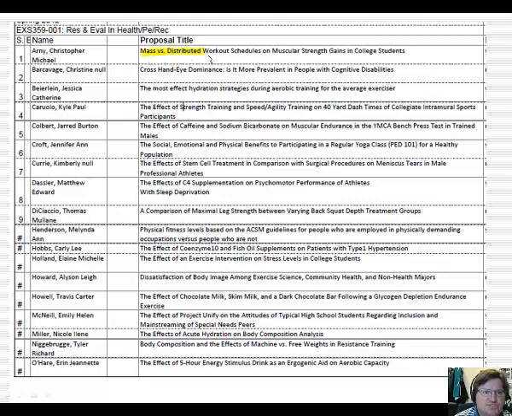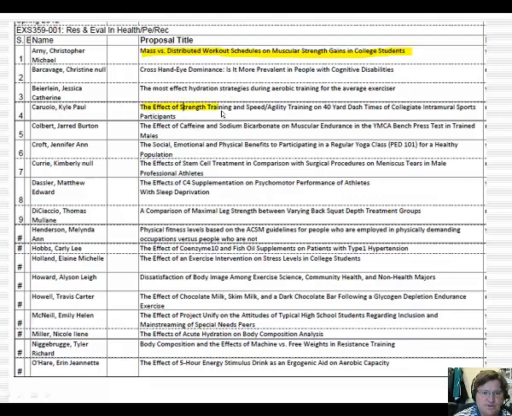Massed versus distributed workout schedules on muscular strength gains in college students. This student took PD 350 with me, where we talked about massed versus distributed schedules, and he wanted to do an experimental study where he put students into 2 groups. One had a massed schedule, one had a distributed schedule, and he looked at which had the most muscular strength gains in college students over a period of time.